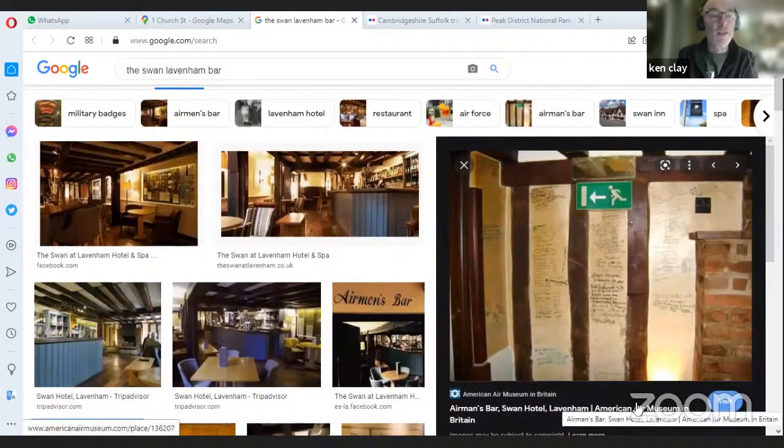Okay, so this is a bar, it's a pub, it's a restaurant within the village. And if you look to the right, the picture on the right-hand side, you will see lots of signatures on the wall.